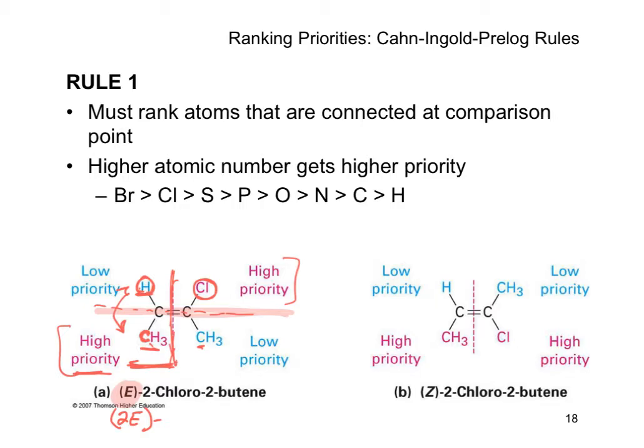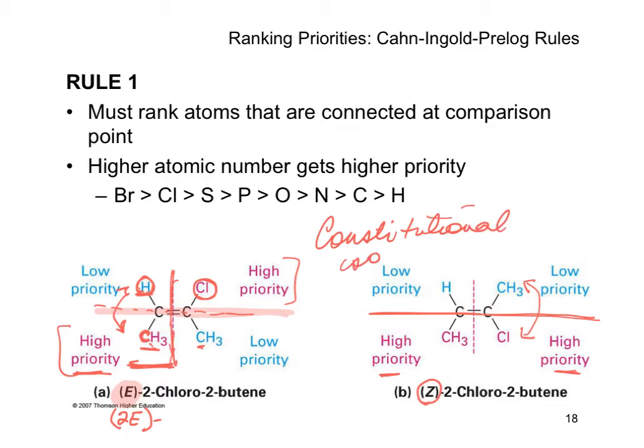Let's take a look at the second one. Again, it's the same groups, but the positions are different. So basically we flipped our CH3 and the Cl such that both the high priority groups became on the same side, and so since it's the same side, we are calling it Z-2-chloro-2-butene. So what you're looking at is the two isomers. We are going to call these constitutional isomers. You can also call them geometric isomers. So two names for that, constitutional or geometric isomers.